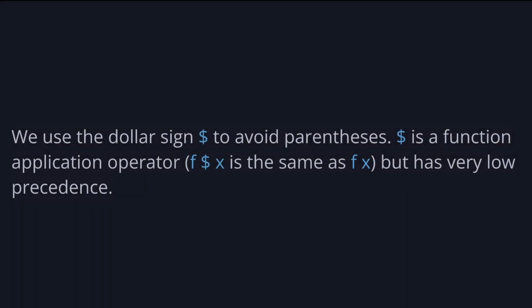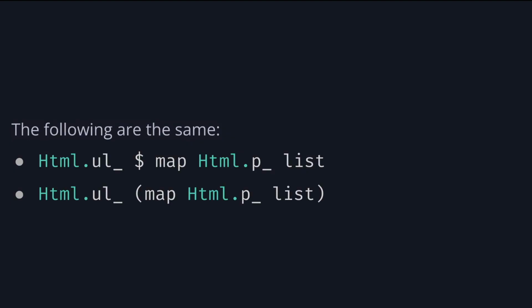A quick note here, I forgot to mention previously, we use the $ sign to avoid parentheses. This $ sign is a function application operator. Using it is similar to using the default application operator, but the dollar has very low precedence. So the following are the same. When we put the dollar in front of the map function and the rest of the map application, it's the same as wrapping this whole expression in parentheses and then wrapping it in unordered list.